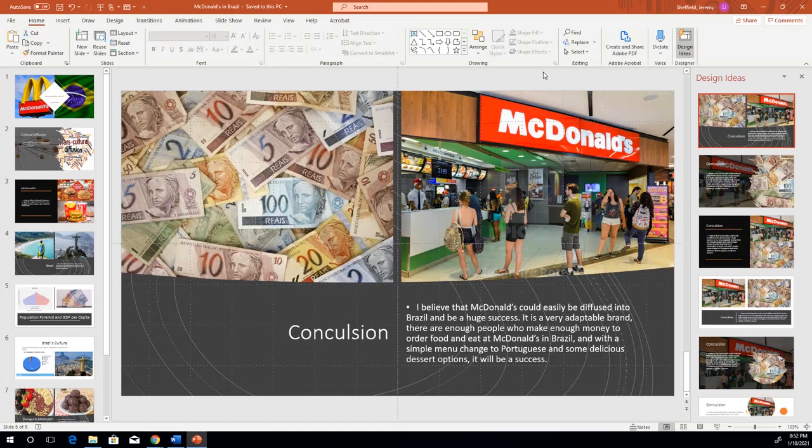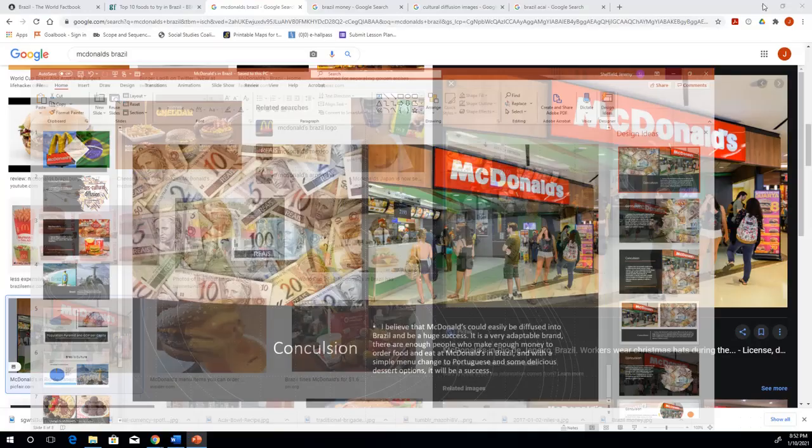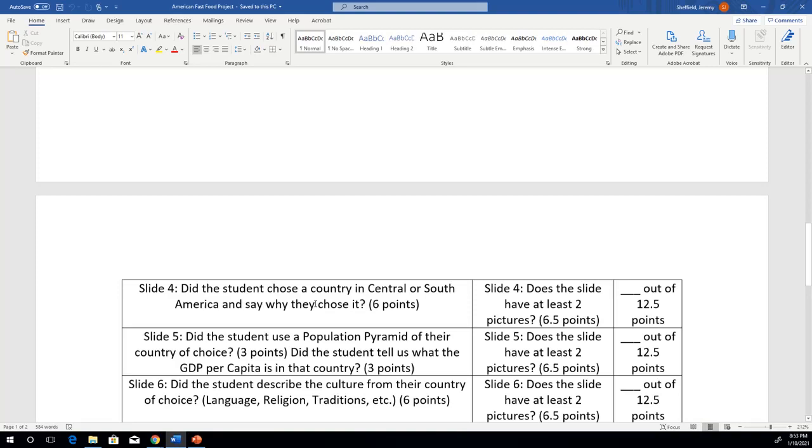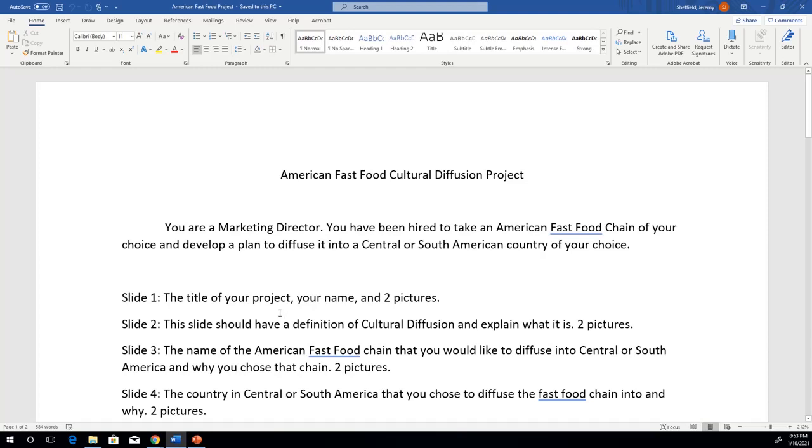You have opened a PowerPoint, gone through all the parts of it, and then you have completed your PowerPoint if you've been following along. If you have any questions, reach out to me, and then I'll have a separate video showing you how to load everything into the hub so that you can turn your project in.